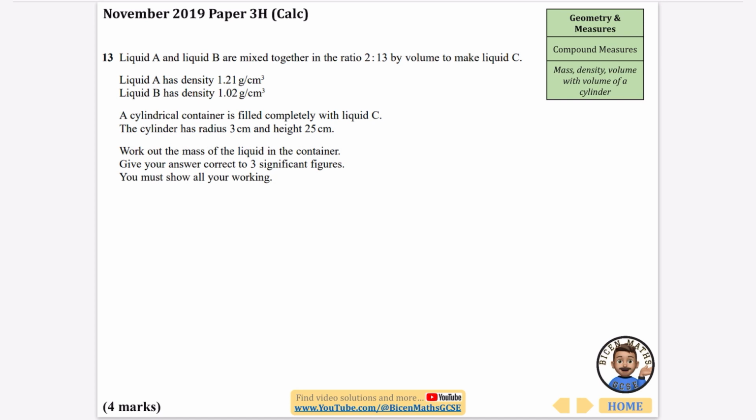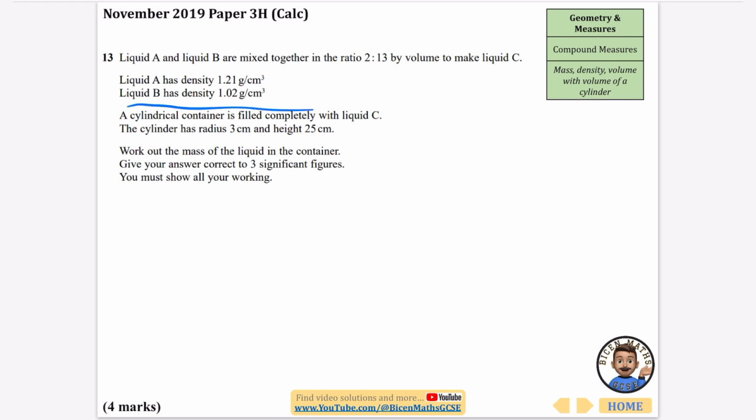It says liquid A and liquid B are mixed together in the ratio 2 to 13 by volume to make liquid C. Liquid A has this density and liquid B has this density. A cylindrical container is filled completely with liquid C. The cylinder has a radius of 3 and a height of 25. Work out the mass of the liquid in the container, giving your answer correct to 3 significant figures.